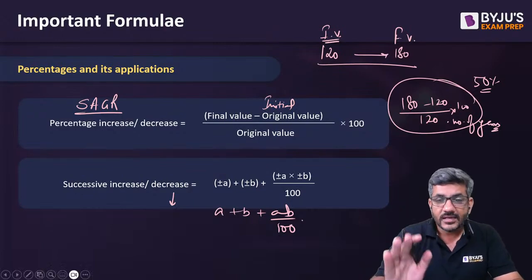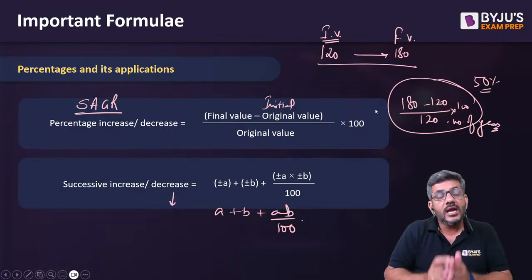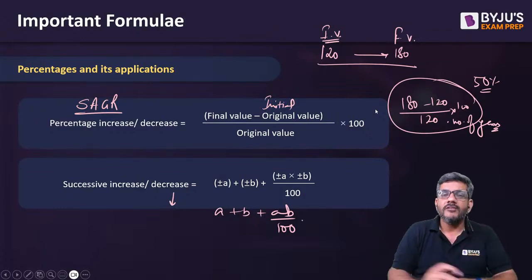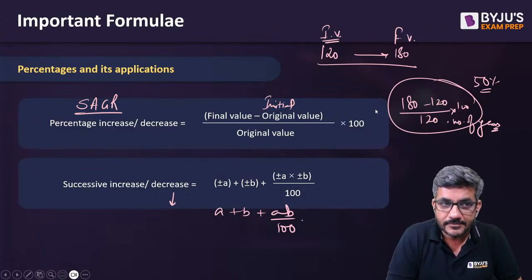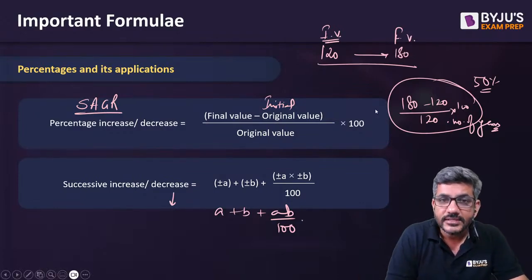I repeat, successive percentage changes: when a value is changed by a certain percentage and then that changed value is again changed by a certain percentage, we use this formula to get the net change. That was about percentages and its applications. I'll go to the second part now.